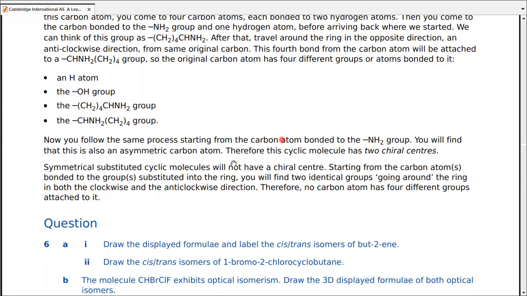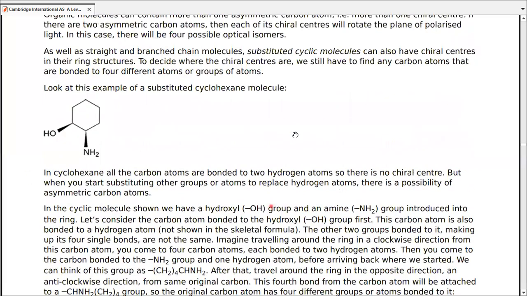Okay, so symmetrical substituted cyclic molecules will not have a chiral center. Starting from carbon atoms bonded to the group substituted into the ring, you'll find two identical groups going around in both the clockwise and anti-clockwise directions. Therefore, no carbon atom has four different groups attached to it. Now, symmetrical means the one which carries symmetry.